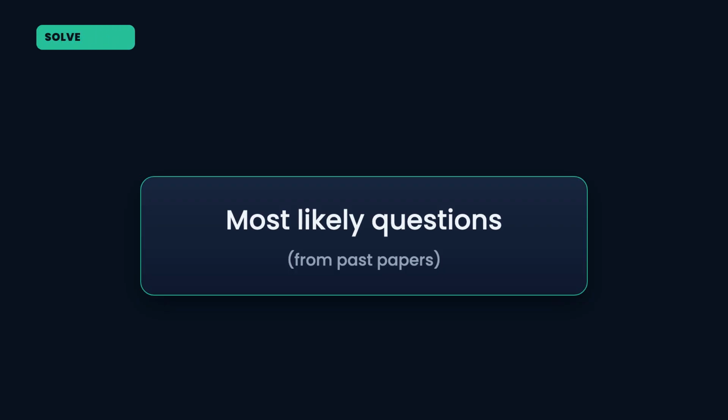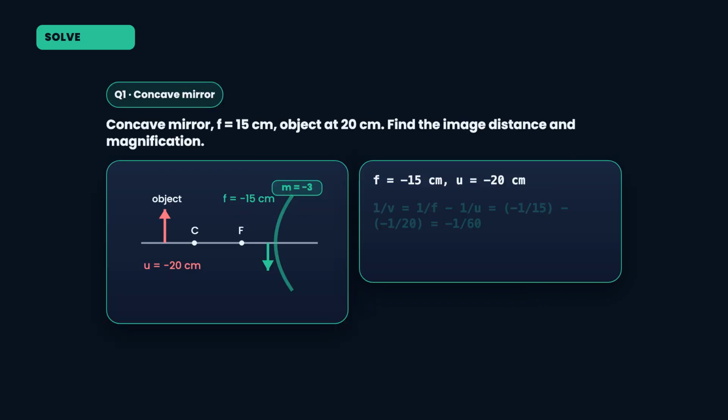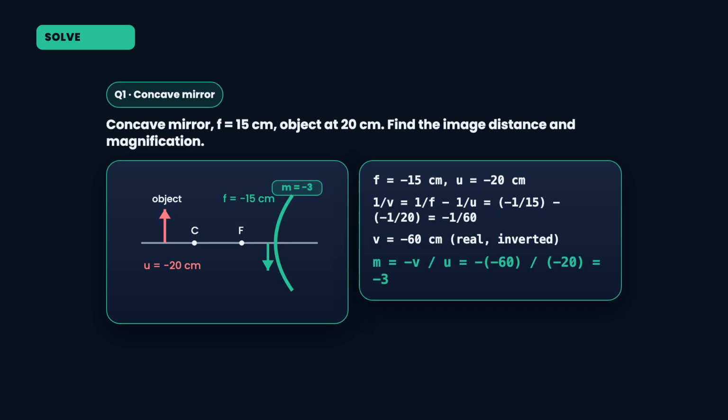These are the questions most likely to appear, ranked from years of CBSE papers. 1. Mirror formula. A concave mirror of focal length 15 centimeters, object at 20 centimeters. With signs, F is minus 15, U is minus 20. 1 by V equals 1 by F minus 1 by U, which gives minus 1 by 60. So V is minus 60 centimeters, a real inverted image 60 centimeters in front. Magnification is minus V by U, which is minus 3.